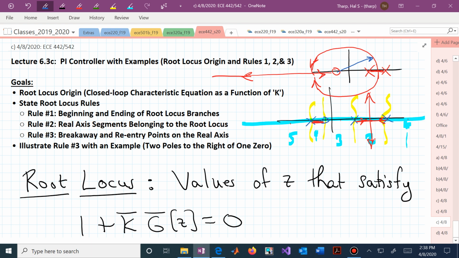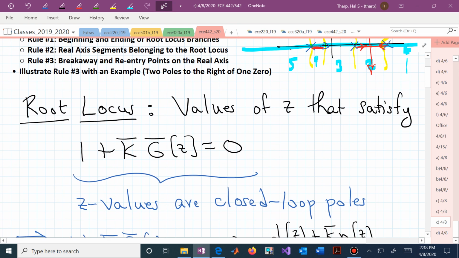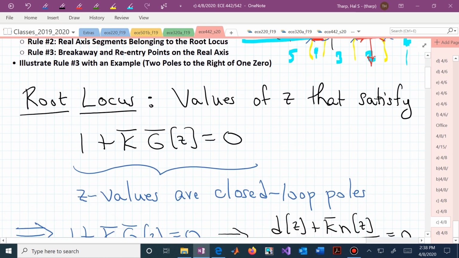So like I said, that's a terrible circle, but that radius should be the same all the way around that circle. That's how we will illustrate rule number 3, and hopefully that will become a little bit more clear as we go through. The origins, or the beginning, of the root locus.